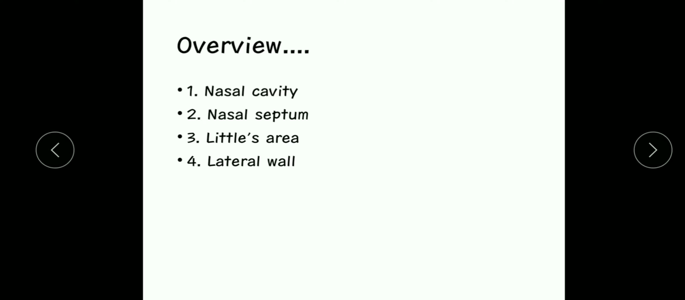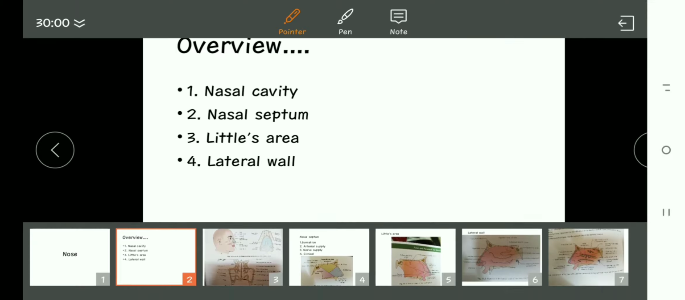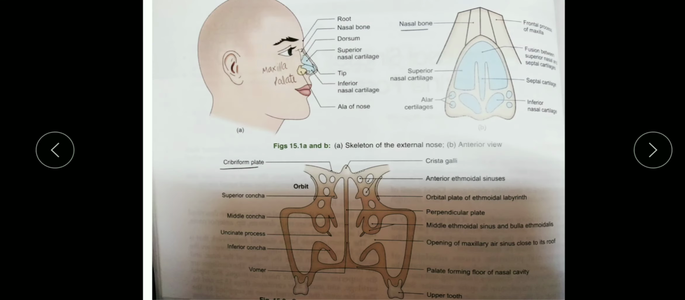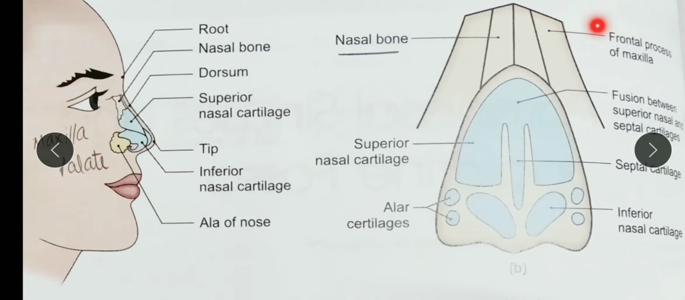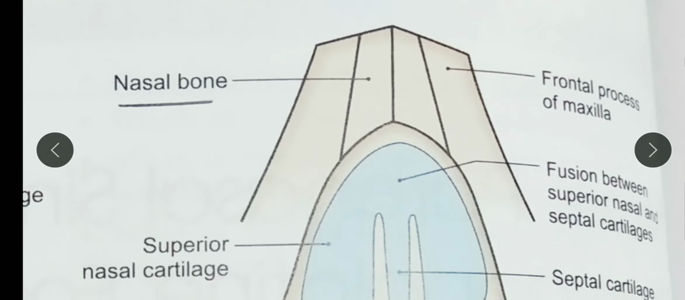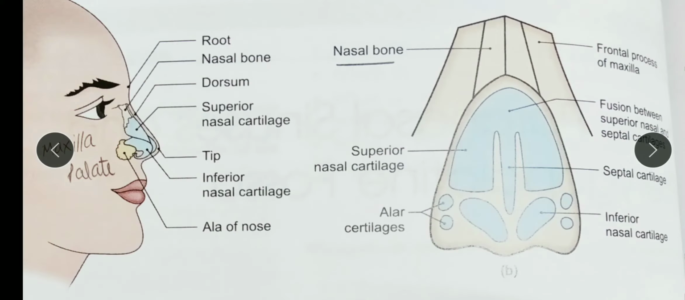Next topic is nose. We'll study four important things: nasal cavity, nasal septum, Little's area and lateral wall. So first let's start with nasal cavity. In this we have four bones and two cartilages. In this diagram there are two nasal bones above and two frontal processes of maxilla. So these constitute the four bones of the nasal cavity.